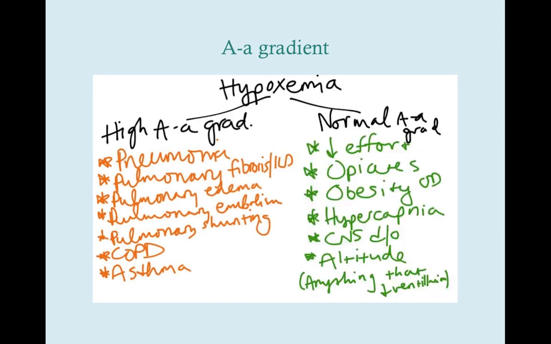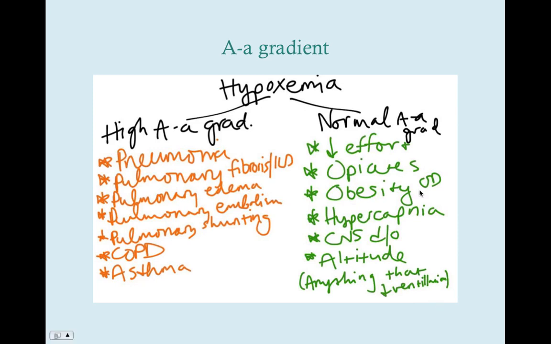Well, it can be decreased respiratory effort, like on opiates. This should say opiates, OD, not obesity, OD. Okay, so if you're on opiates and you're only breathing 4 times per minute, then you're not breathing enough. But your AA gradient is going to be normal because you're getting the normal result due to your expiratory efforts. You're getting a very high PaCO2, and so that's going to result in a normal AA gradient.